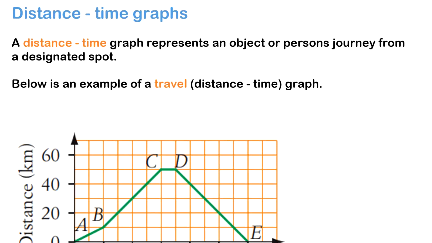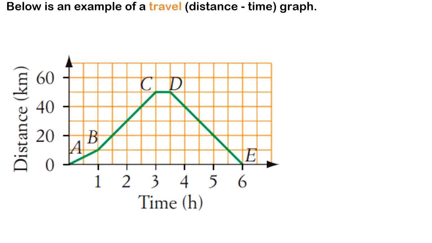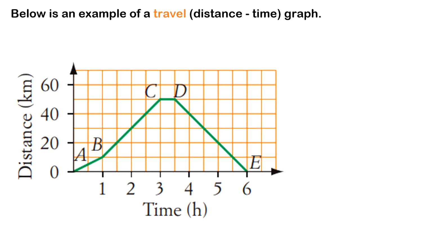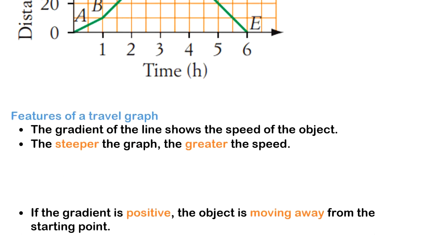In this video, we're covering distance time graphs. A distance time graph represents an object or a person's journey from a designated spot, from a starting position. Below you can see an example of a travel graph, which is the shorter way of saying it, or it is just a distance time graph, but we call it a travel graph. As you can see, there's a lot going on. It's broken up into sections, and I'm going to cover what each of these sections represent.